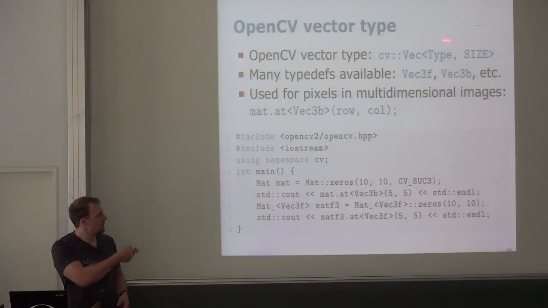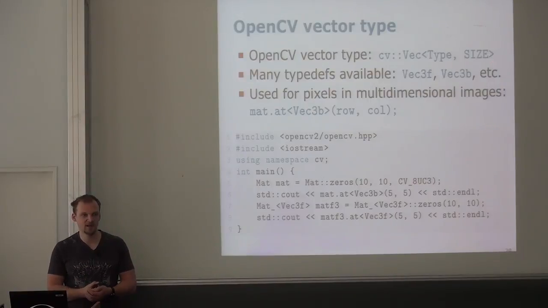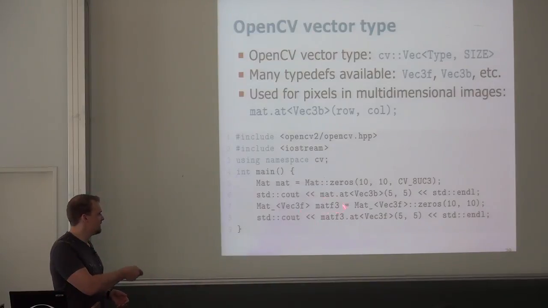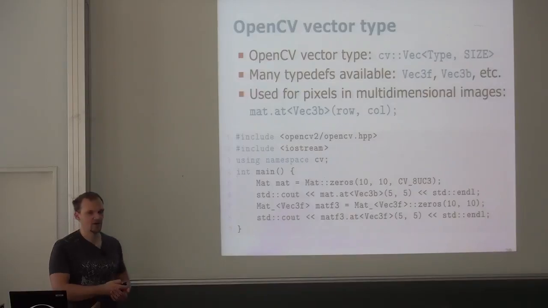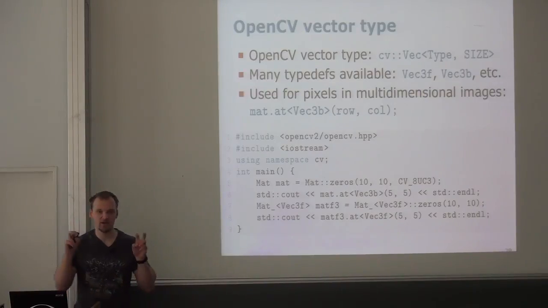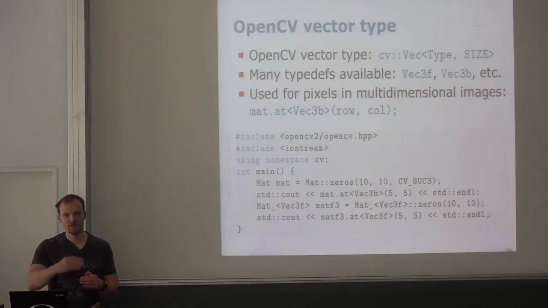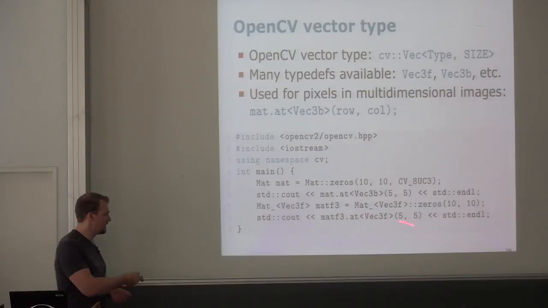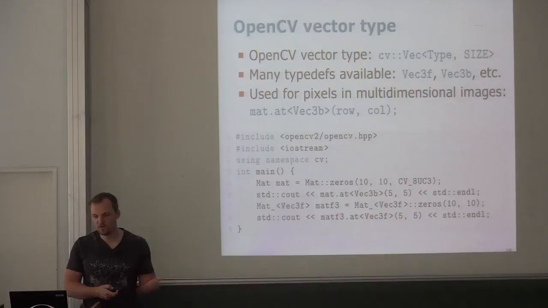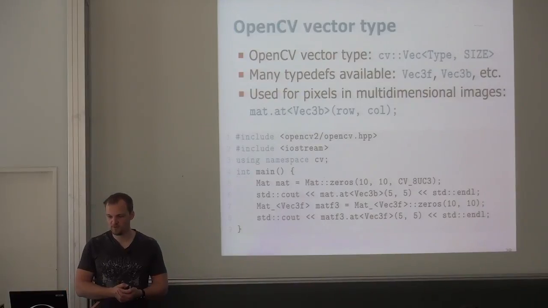If unsure, you can always just define your own typedef for this class, and then you're going to be fine again. The same works for vector. You can declare the matrix of vector of 3 floats, for example, and then you're going to have a kind of a color image of 3 layers of floats, more or less. And you can also use at with Vec3f.